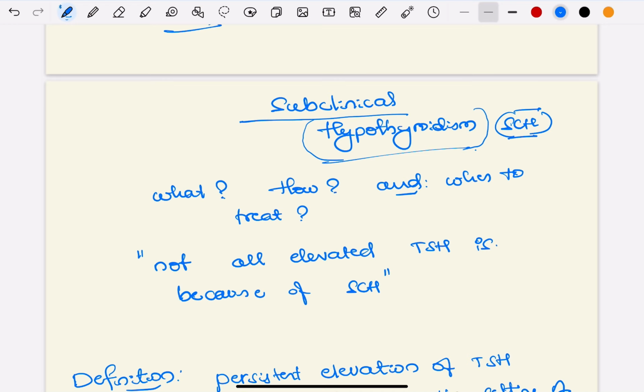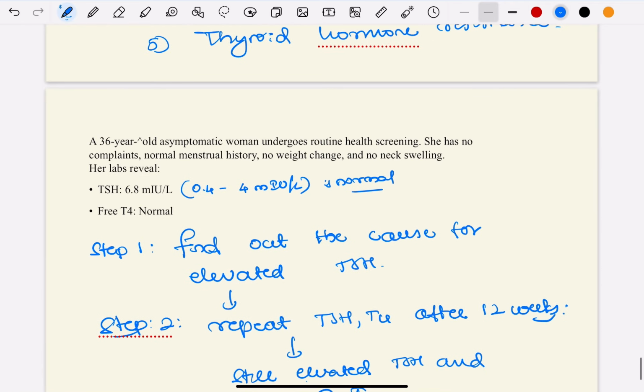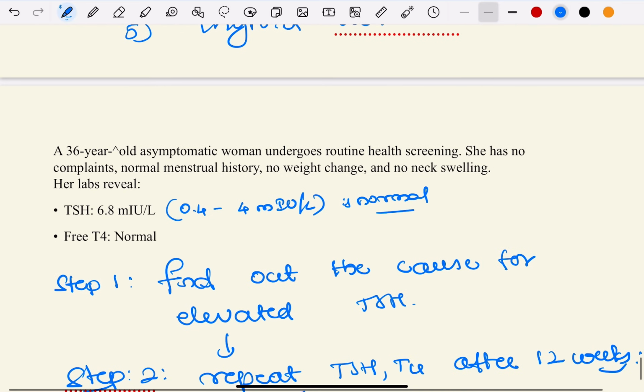So before proceeding to the width and depth of the topic, let me go through the clinical scenario here. A 36-year-old asymptomatic woman undergoes routine health screening. She has no complaints, normal menstrual history, no weight change and no neck swelling. Her lab reveals TSH 6.8 milli international units per liter. Normal is 0.4 to 4, okay, and free T4 is normal here.